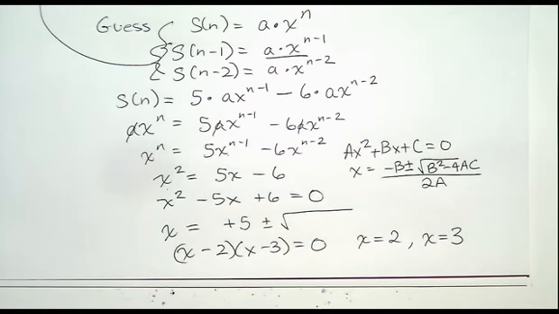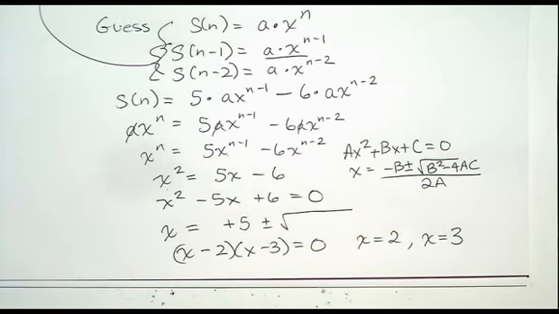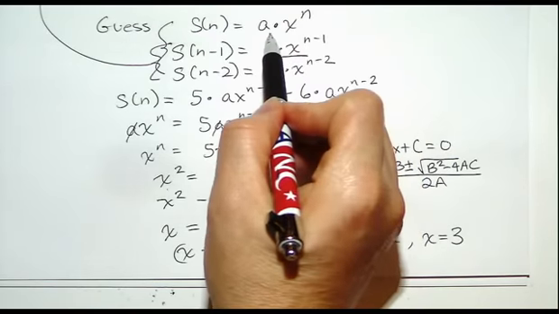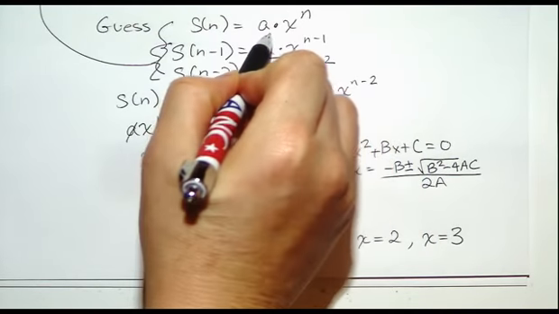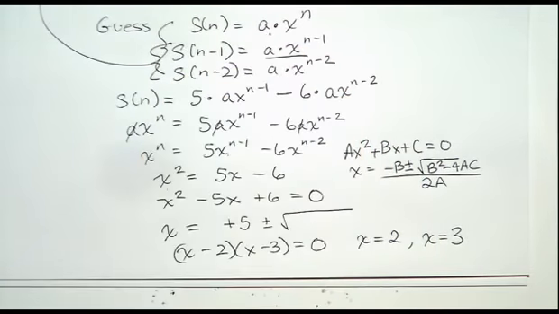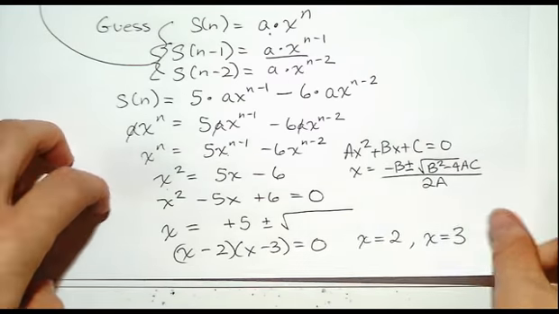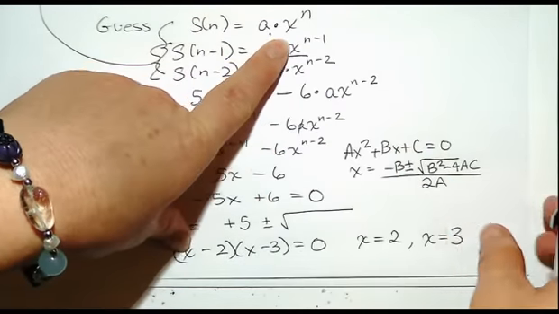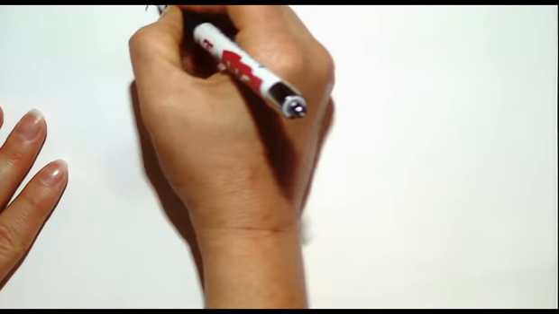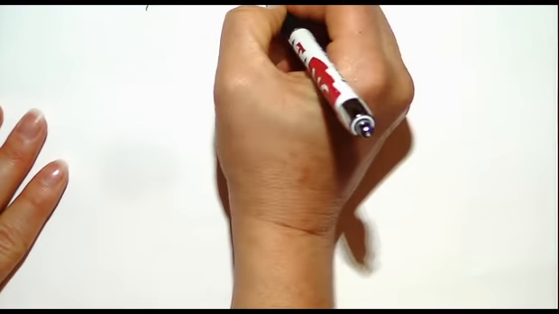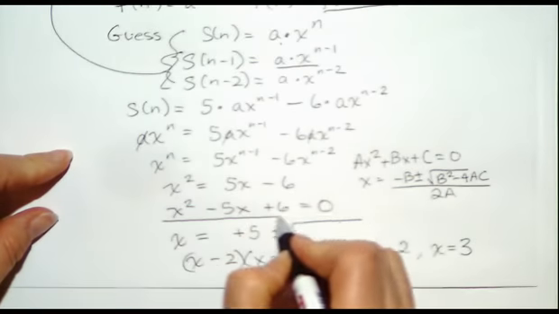Okay, so does this match with our original assumption? If x has two values, this isn't quite right, because this only has one value for x. So I need to fix my guess. But it's really close. So all I need to do now to fix it is make it the sum of two of these. So since I know that x equals 2 and x equals 3 are roots, by the way, this thing we derived right here, this is called our characteristic equation.